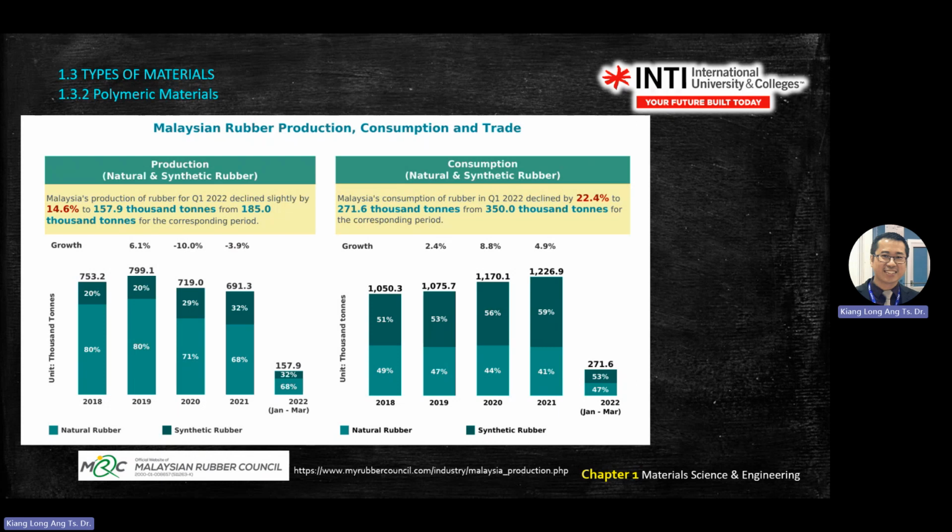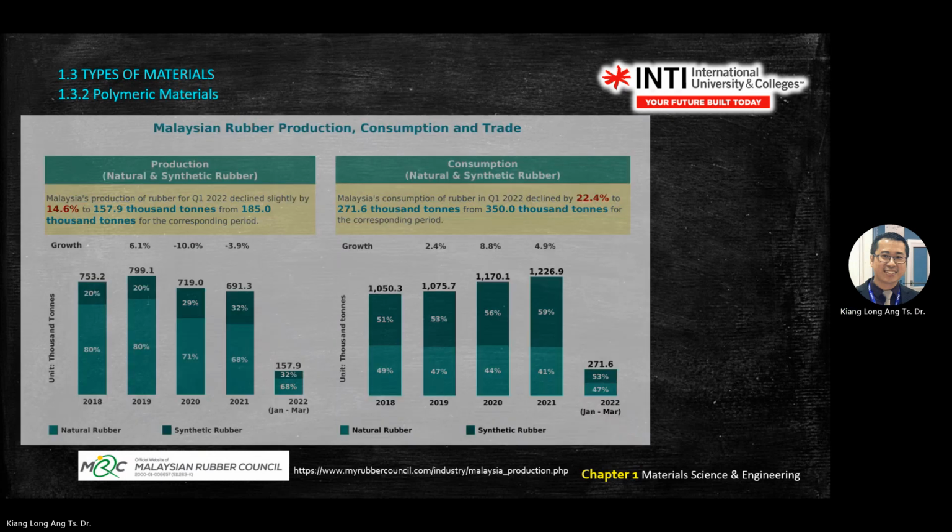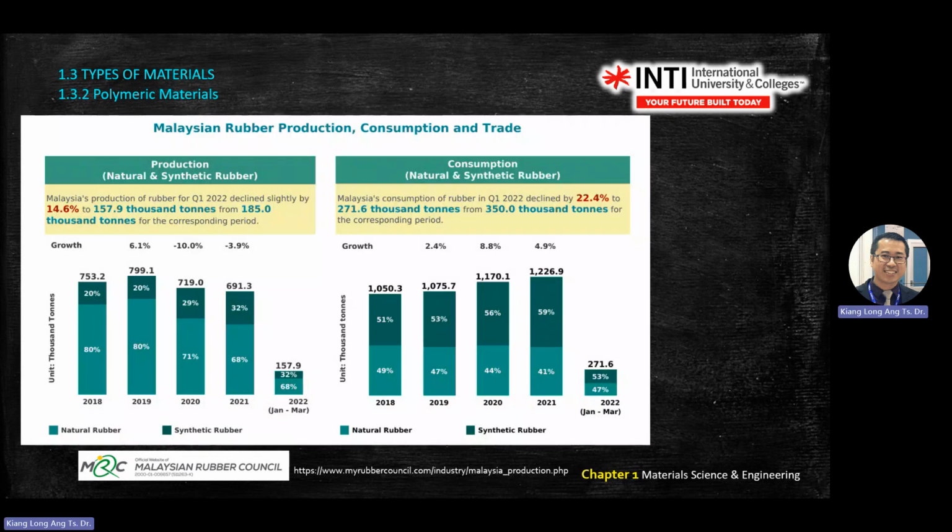Okay, so we have a synthetic rubber, natural rubber, and so on. So the growth is increasing every year from 2018 and so on. It keeps on increasing, right? So for example, commercial products, phones, casing, all these things, more and more synthetic rubber is introduced into the design, including cars, all right?